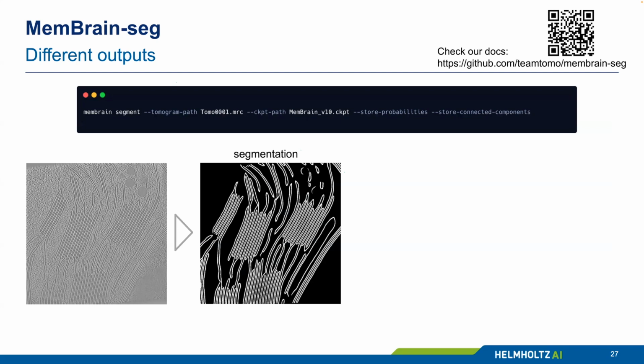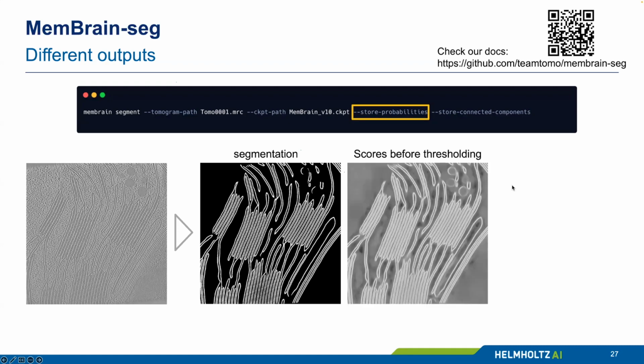So here this is visualized again. This is just the binary output segmentation, which is the default output of MemBrain-seg. But then if you activate the store probabilities, then you can get these scores before thresholding, and you can get a better feeling of what the network actually learned. And the nice thing about this is now you don't have to necessarily stick with our default threshold, which is at 0. So you can just choose an arbitrary threshold that looks the best for you. So maybe you want to reduce some noise, then you can choose a bit of a higher threshold, or you want to increase the membranes that are segmented, then you can go for a bit of a lower threshold.